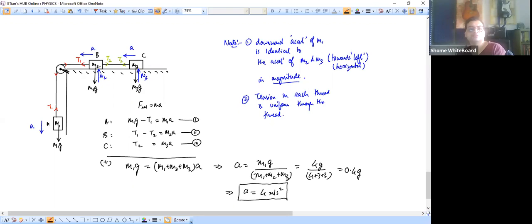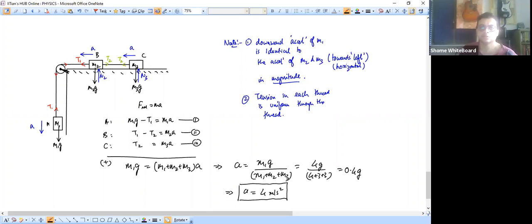Because there's a thread joining M1 and M2. That is what I explained multiple times, Sarvesh, that if M1 goes down by 1 centimeter, M2 will have to move by 1 centimeter along the negative x-axis because the thread is of fixed length. So they should have identical magnitude of displacement, therefore identical magnitude of velocity. Velocity is differentiation of displacement, and identical velocity means rate of change of velocity is identical in magnitude. So acceleration will also be identical. You understood the point.